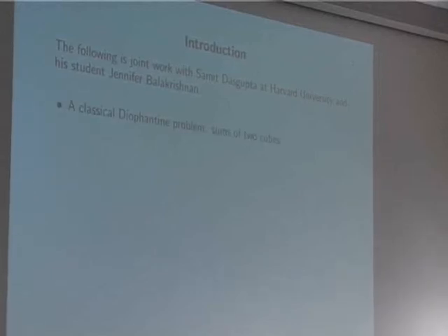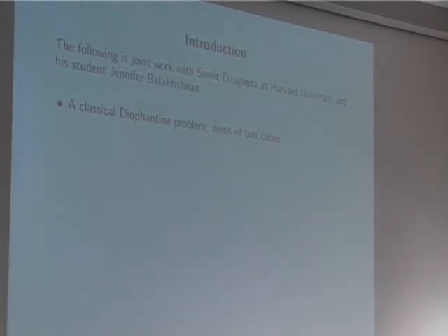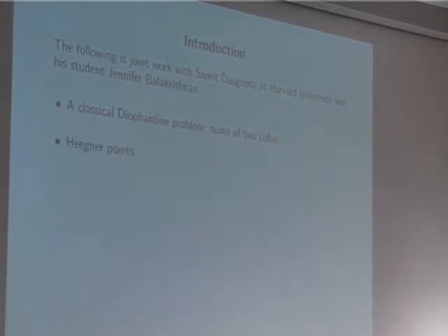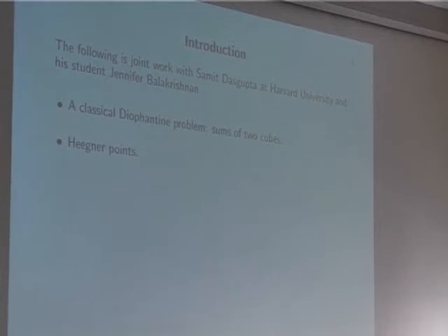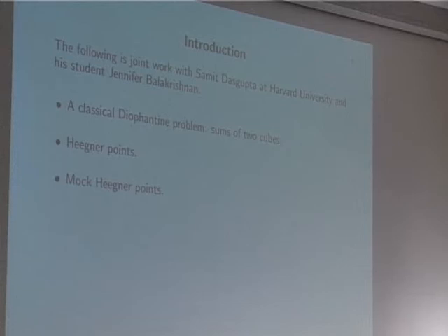We're going to start out today by considering a very classical problem, namely sums of two rational cubes. And as a result of looking at that problem, we're going to try to solve it using various methods. The first method that we'll try is using Heegner points, as they were described by Henri this morning and also yesterday. That unfortunately won't work, and so we'll modify our approach a little bit, and we'll look at something called mock Heegner points.